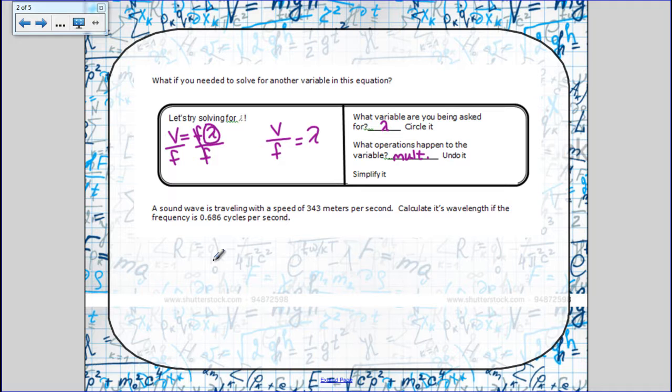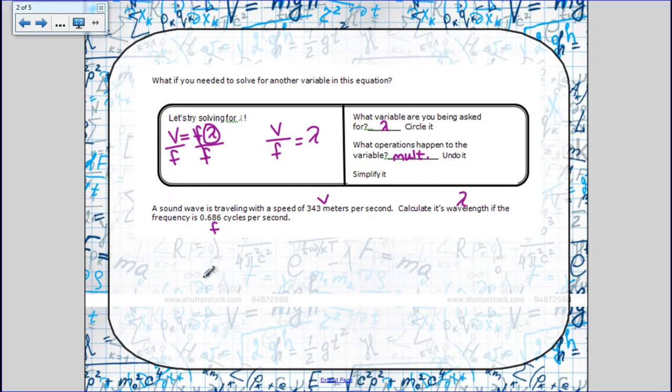The difference between today and what we've been doing is that your solution is going to be an equation. All I'm really doing is rewriting the formula so that I can use it in a different form. So now we have another question. A sound wave is traveling with a speed of 343 meters per second. So there's your velocity. Calculate its wavelength, which is that funny lambda sign, if the frequency of the wave, so there's your frequency, is 0.686 cycles per second.